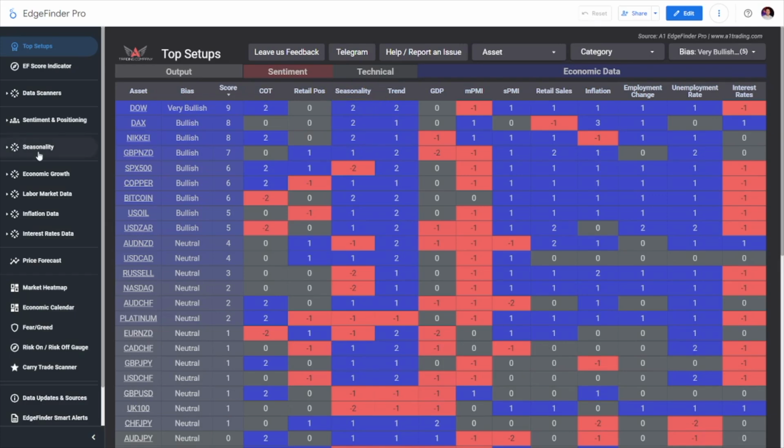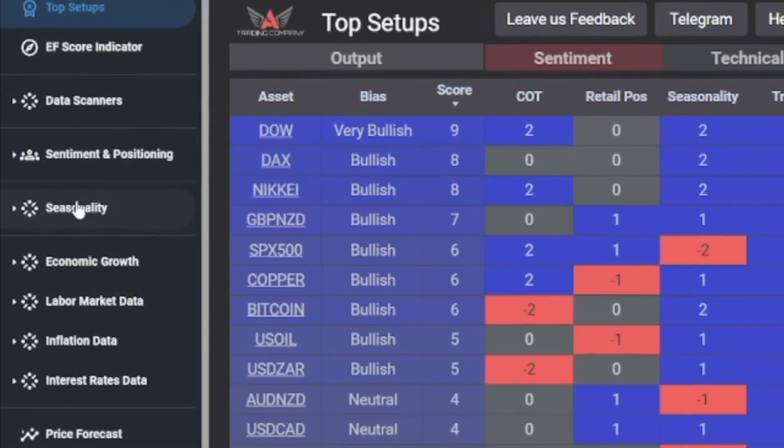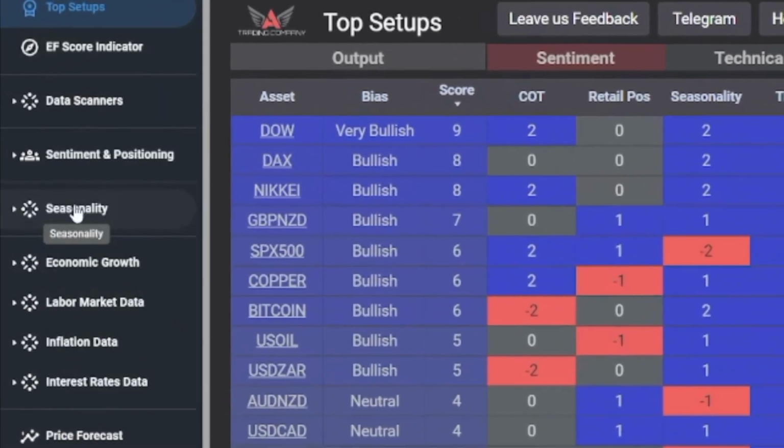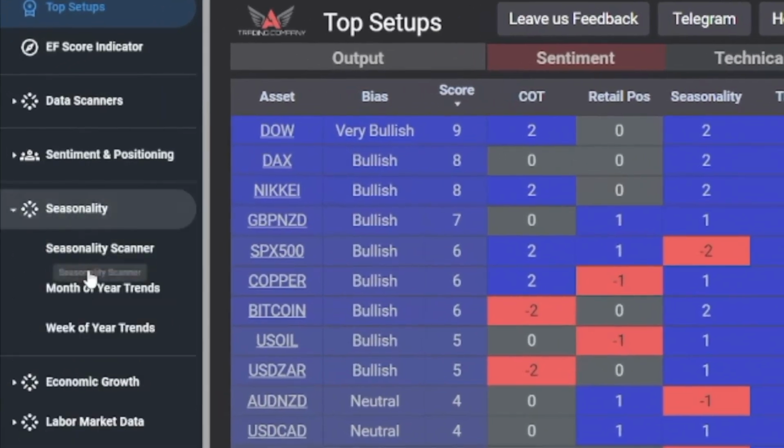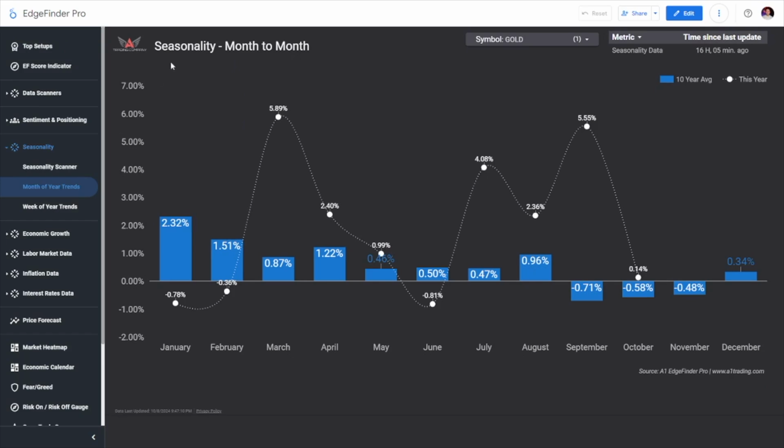So first of all, to take a look at seasonality, we're just going to head over to the left-hand side in the navigation bar, click this open, and I like to go to the month of year trends. Once we've got this tab pulled up, what you'll see is seasonality month to month. Now, first of all, what is seasonality? Seasonality is just taking the historical average performance of a particular asset over a selected specific period of time.